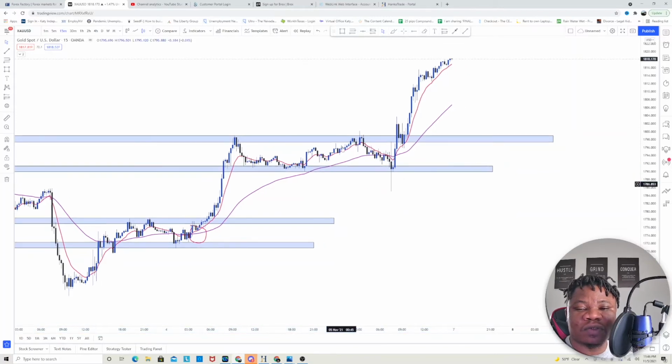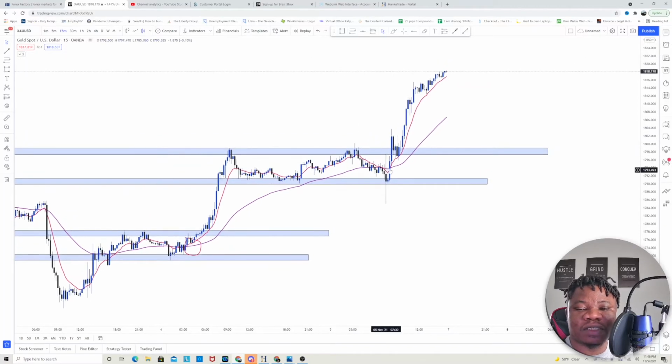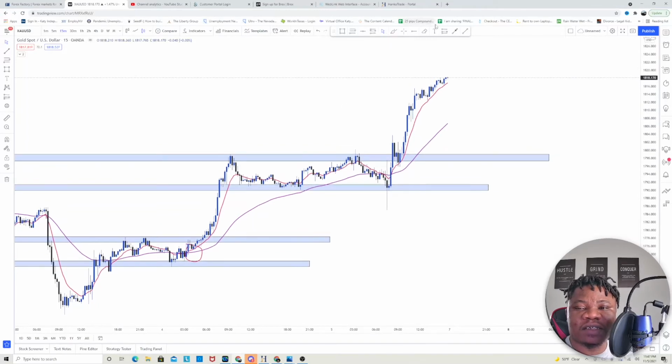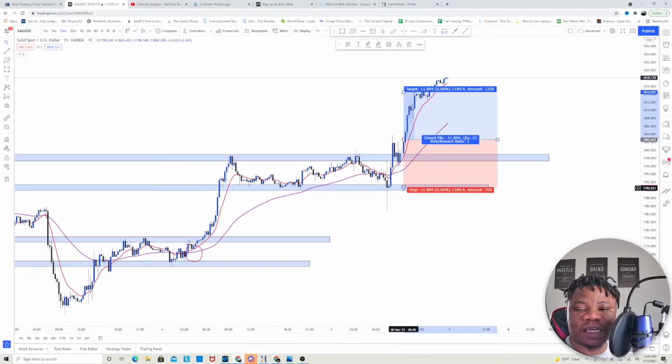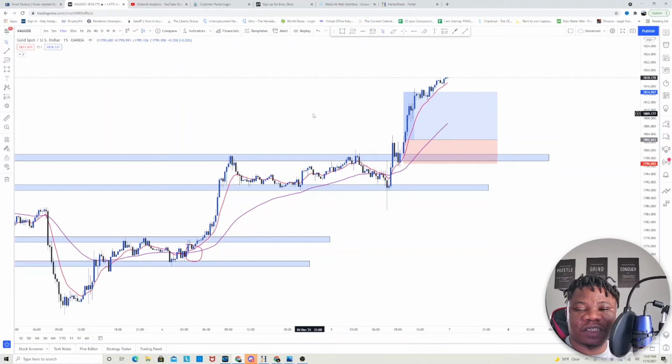Now all you have to do is wait for price to break and close above the previous high, the resistance zone, and you have to see that the 10 is above the 55 EMA, and you could have had your entry right here at this bullish candle and just have your stop loss right below the 10 EMA. We're looking at about 60 pips here, because remember, this is gold, it's very volatile.